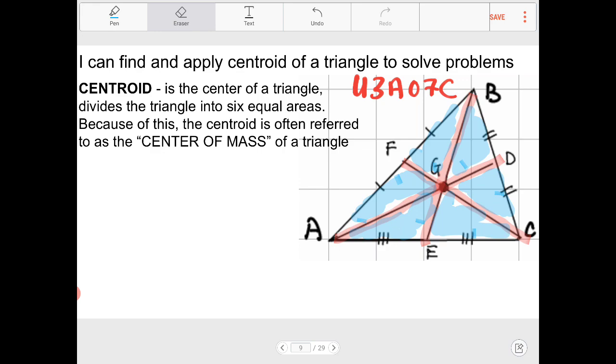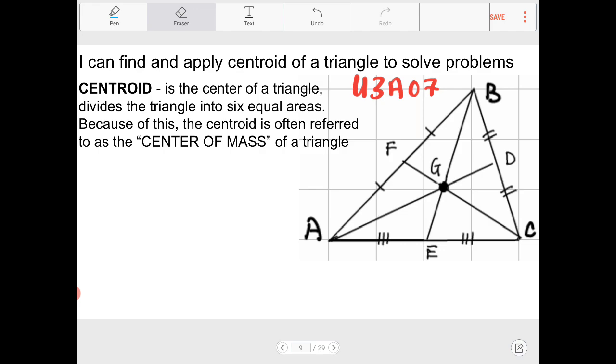All right, so the main takeaway here, students, is this. The centroid is the center of mass, that's nice and all. But as far as problem solving goes, as far as the standard that we are trying to hit so that you will be successful moving forward, it is this: the centroid will break up the median into a set proportion.